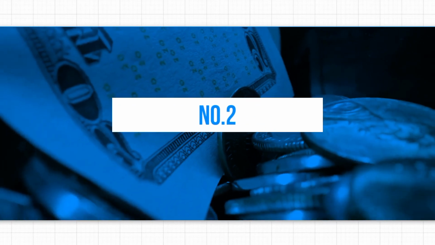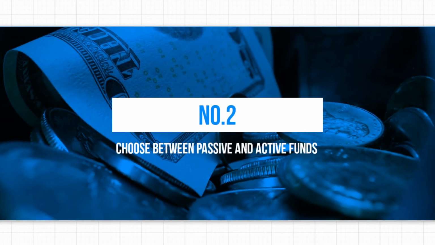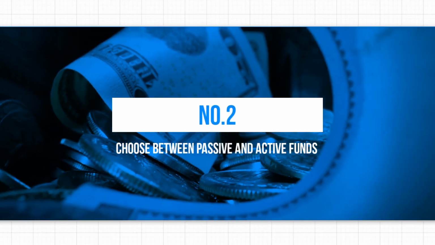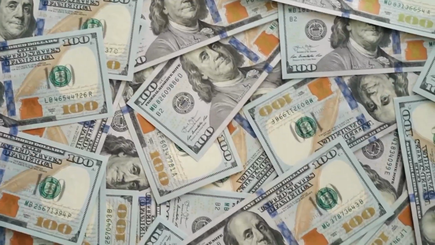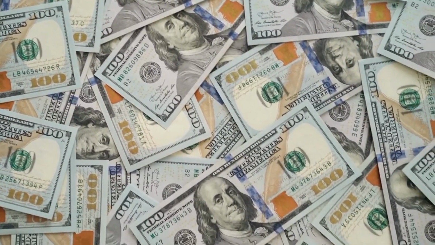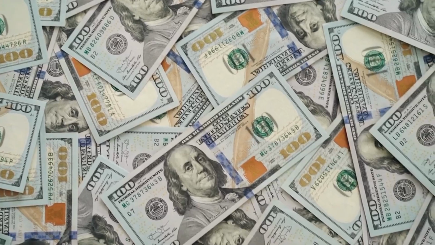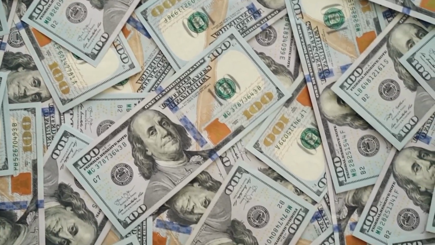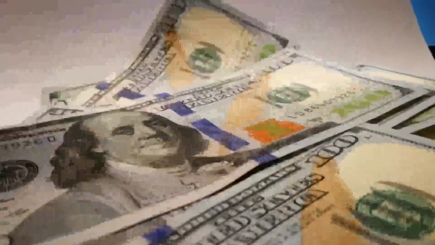Step 2. Choose between passive and active funds. Next, decide which type of fund you want to invest in. There are many ways to categorize mutual funds, so we will start with the most basic one: whether the funds are actively or passively managed.